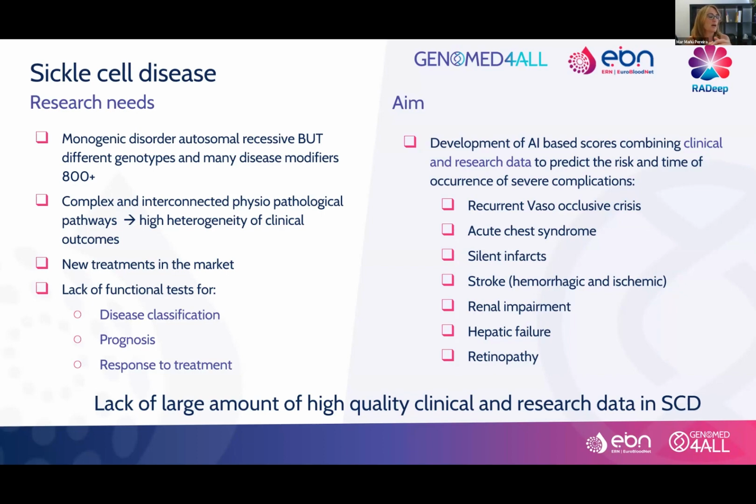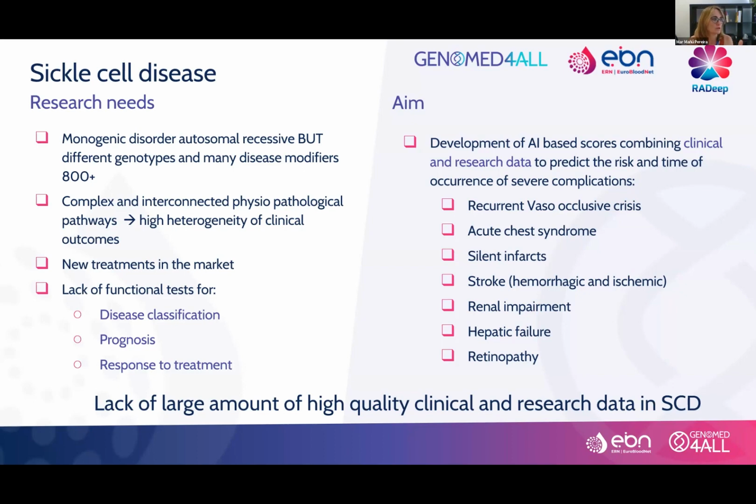So we are lacking all this. And what we wanted through the GenoMed4All is to develop some AI-based scores that combine clinical data with research data, and we understand as research data genomics, metabolomics, as we'll see, to predict the overall risk, but also the time of occurrence of some severe complications that the group of experts of sickle cell disease from the ERN agreed on as key clinical outcomes: recurrent vaso-occlusive crisis, acute chest syndrome, silent infarct, stroke, renal impairment, hepatic failure, and retinopathy.